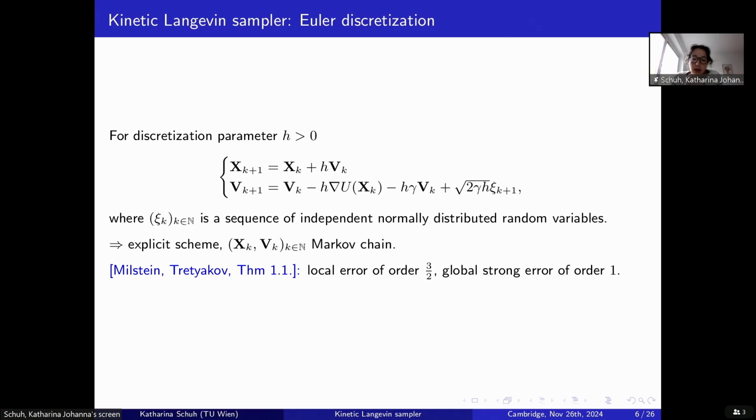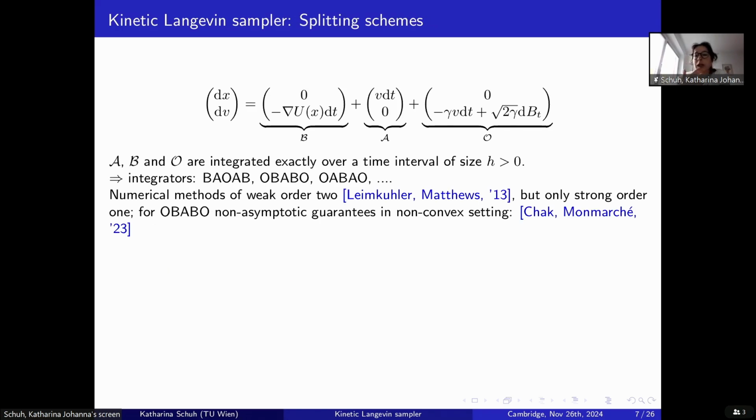And this scheme has now a local error of order 3.5 and a global strong error of order 1. So this is one possible scheme, but we can actually look also at different schemes, and these are the following. I will introduce them in the following. So we can also look at the whole SDE and split it in different blocks. So we look here at some splitting schemes.